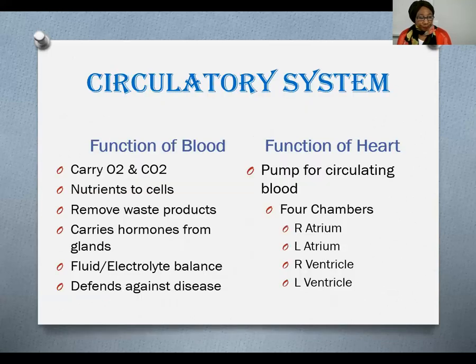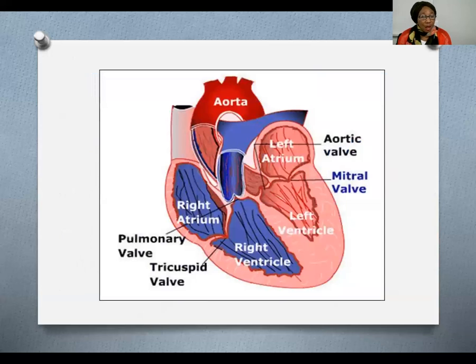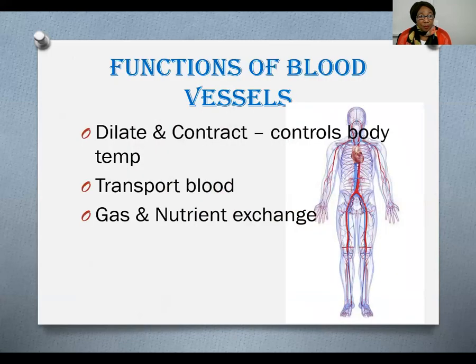The functions of the circulatory system: one of the functions is to carry oxygen and carbon dioxide. That is on the blood side. And on the heart side, it's pumping for circulating blood. So you have all those different aspects that you have to look at. And this is just another image of how the blood circulates in your system. These are also the functions of the blood vessels: dilate and contract, control body temperature, transport blood, and make sure that the gas and nutrient exchange happens during circulation.